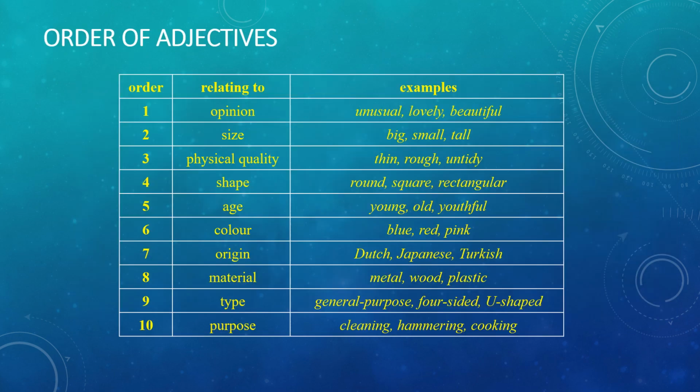We need to follow some order while writing these kind of adjectives, especially while describing the noun. We have to follow an order. In descriptive adjectives, we describe opinion, size, physical quality, shape, age, color, origin, material, type, and purpose. So these 10 descriptions of adjectives have to be written in a particular order. And this is the order.